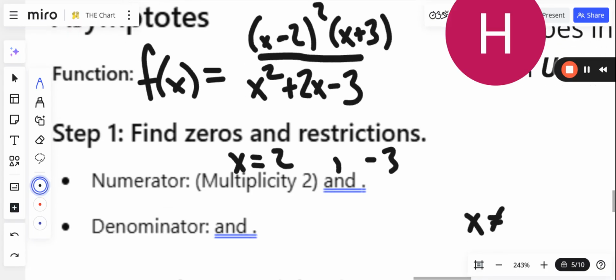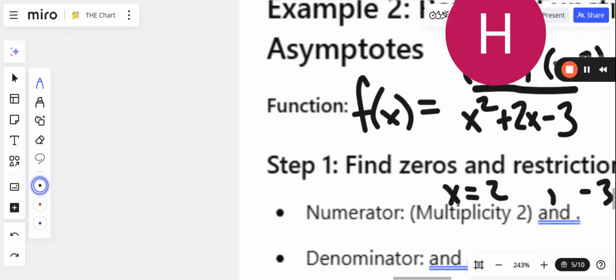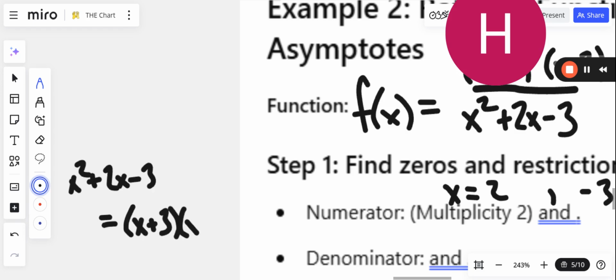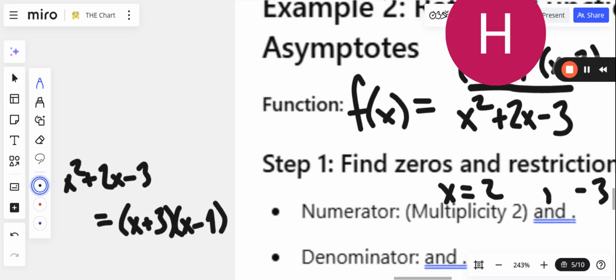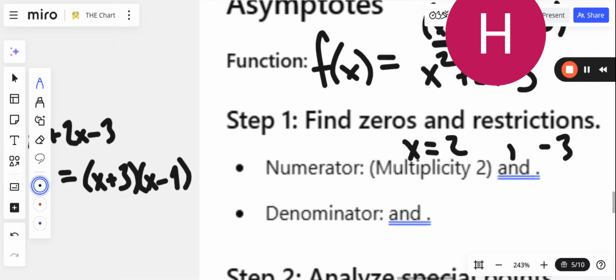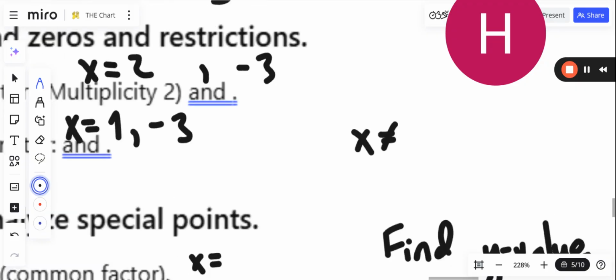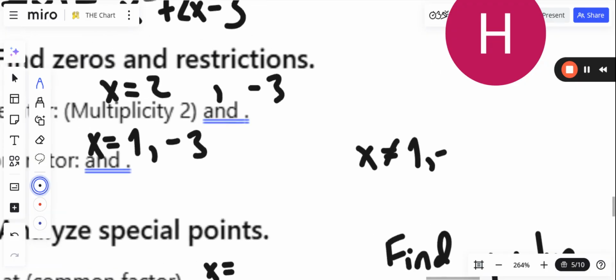But on the bottom, we need to factor the bottom. If we factor x squared plus 2x minus 3, we can write that as x plus 3 times x minus 1. And so there's a common factor there. Therefore, the zeros in this denominator are x equals 1 as well as -3. So our restricted values are 1 and -3 because we cannot have the denominator be 0. These are domain restricted.